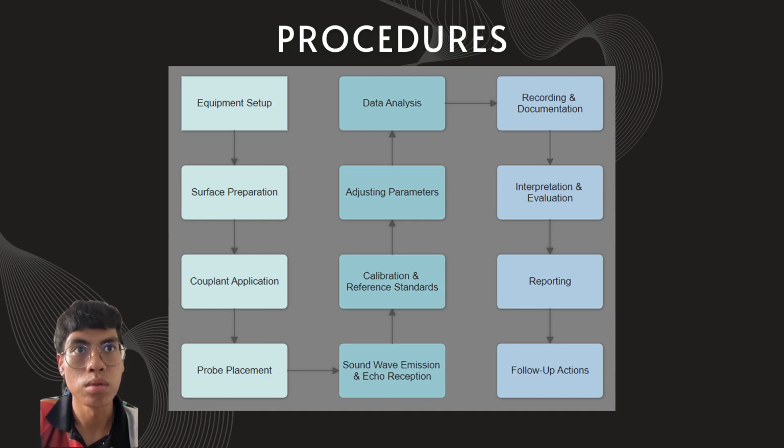calibration is performed by referring to the standards that are already given, and the parameters are then adjusted to get accurate data analysis. Once all of that is done, the data is then recorded and documented for interpretation and evaluation by the inspector, and then the inspector, with all the results, would be reporting the results to be decided on what follow-up actions are needed to be done.